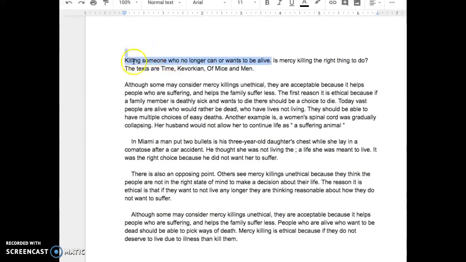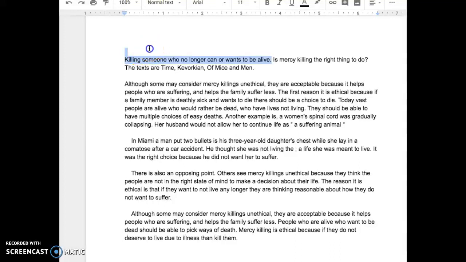Alright, so the best way I can explain this after thinking about it is, when you have something like this, if you put before the verb, which is what I think you're trying to do, because that's how it looks like it's functioning, who or what is doing the killing of someone who no longer can or wants to be alive? If you place who or what is doing this action and you don't have an answer, that is telling you it's not a correct sentence. So, is mercy killing the right thing to do? You don't really have a thesis here.